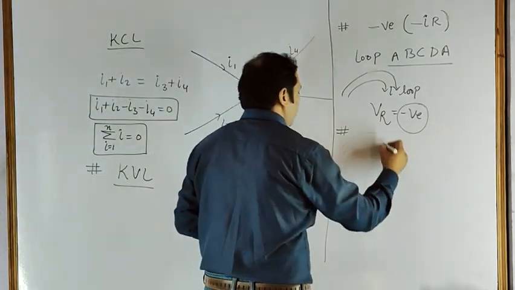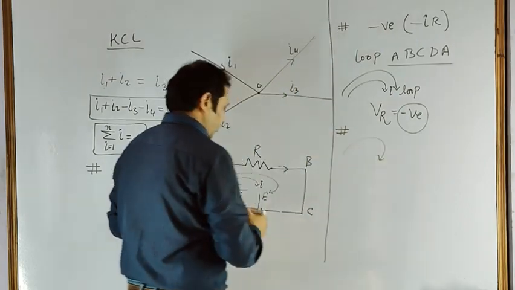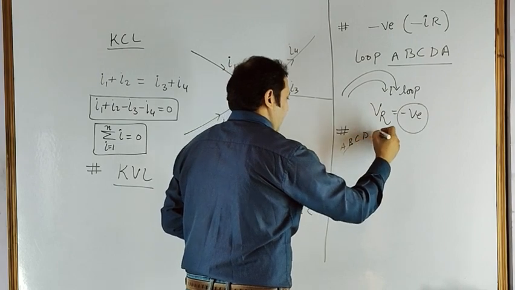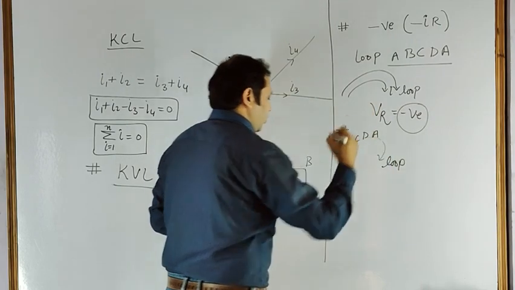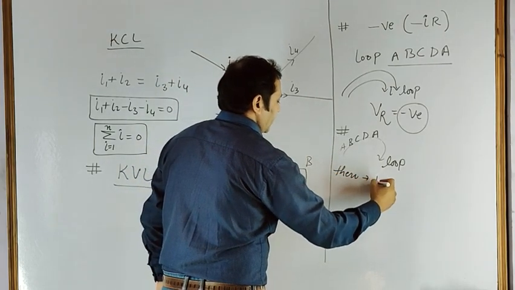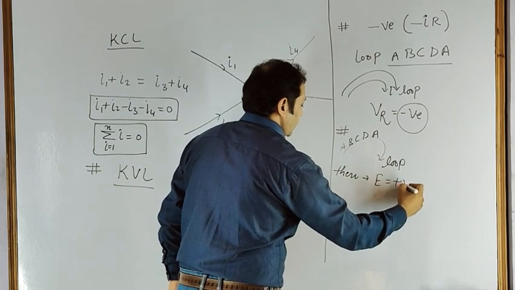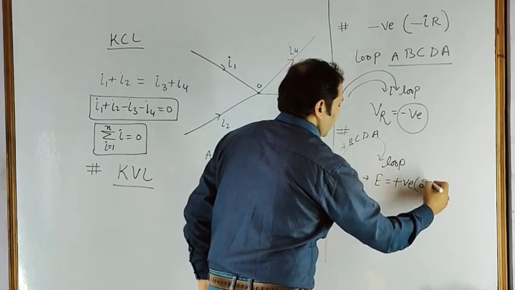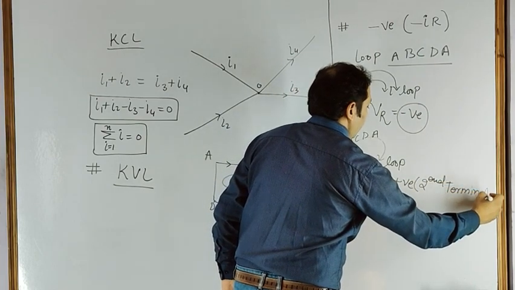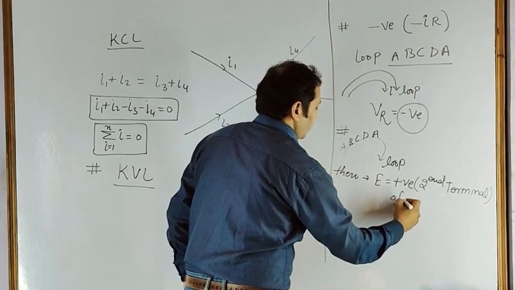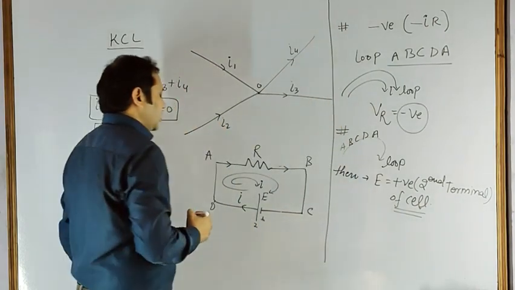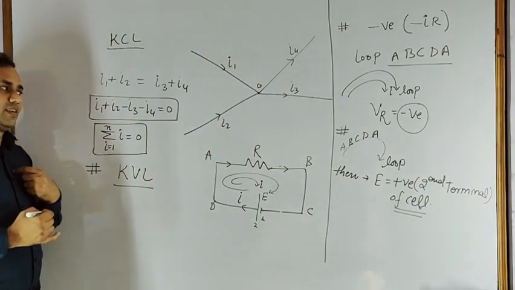The direction of the loop is A, B, C, D, A. It's the direction of the loop. Then you will write the sign of E as positive, that is, the second terminal of the cell. These are the basic instructions regarding the KVL.